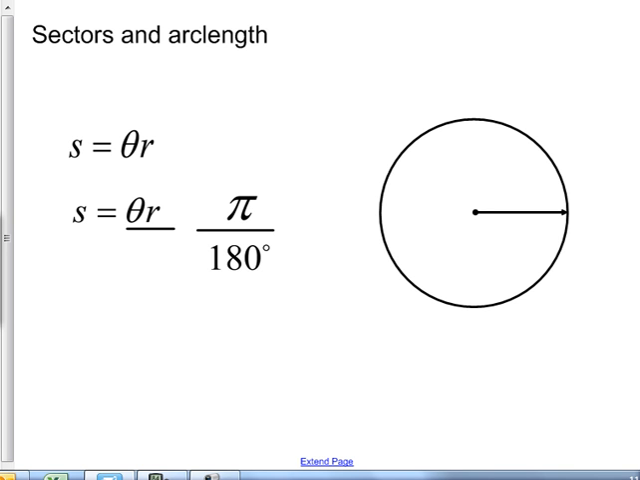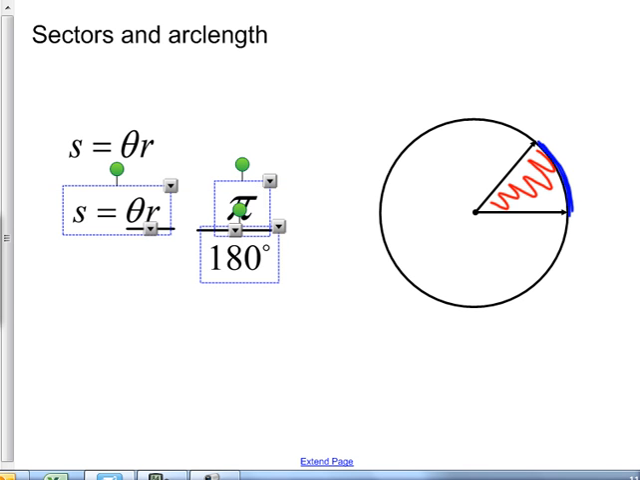This is, let me see if I can swing this around. That is a sector. That whole thing in there. This is an arc. I really wish this formula had an A in it for arc, but it doesn't. This is the formula. In fact, I'm just going to get rid of this one. Don't use that one. Use this one.